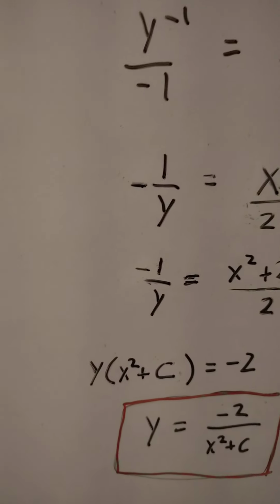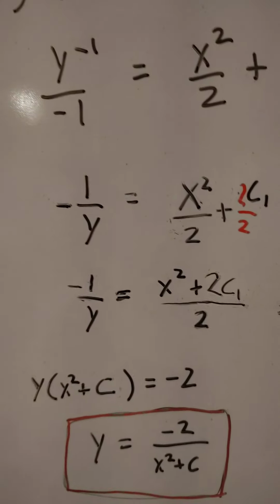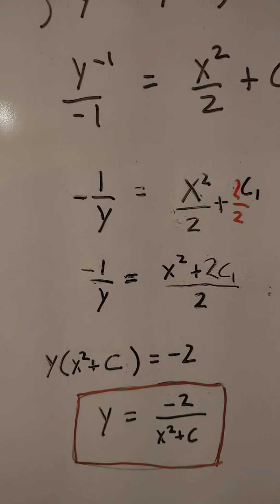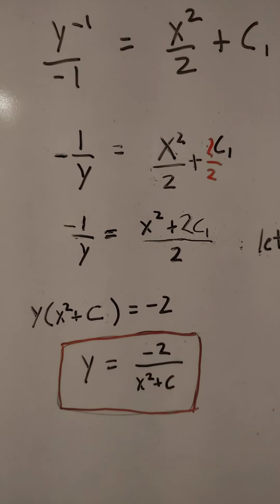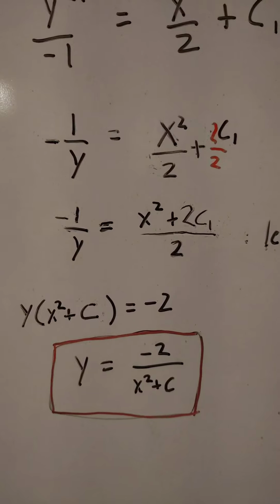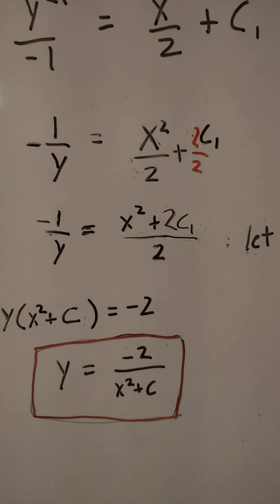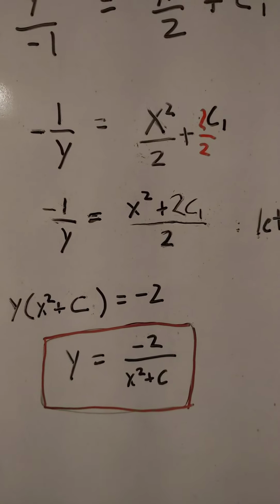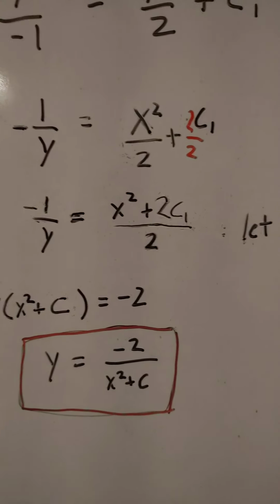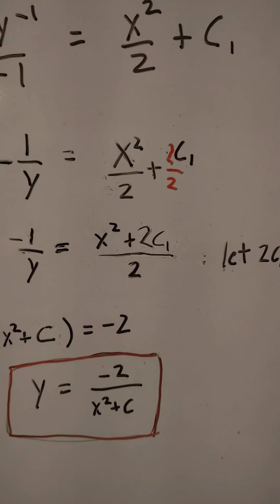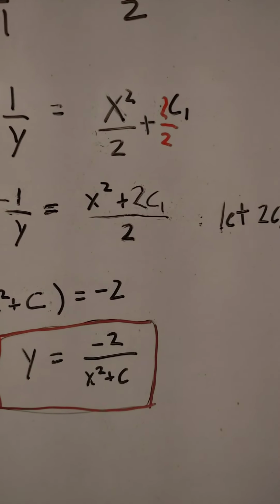And remember, when you're solving a differential equation, that means you want to solve it for y. So just divide each side by x squared plus c to get y by itself. So I have y equals negative 2 over x squared plus c. And we are done. We solved the differential equation because ultimately we solved it for y. And it just looks nice to have a c instead of a c sub 1 in your final answer. But it's really not a big deal.